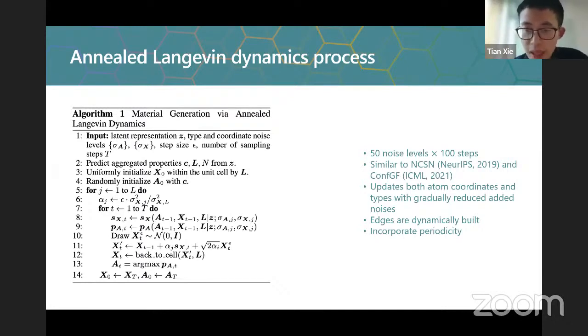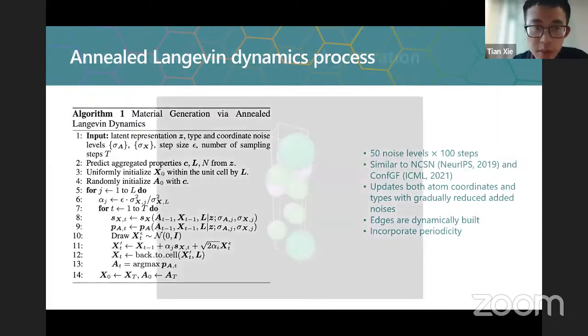This is similar to some of the previous works that have been done for images and for molecules, but we update both atom type and coordinates in this process. And the edges are dynamically built in this update, because this is necessary. If you have a fixed edge, this model will not work. So all the edges are dynamically built in the generation process. In addition, we adapt periodicity into this Langevin dynamics update process.